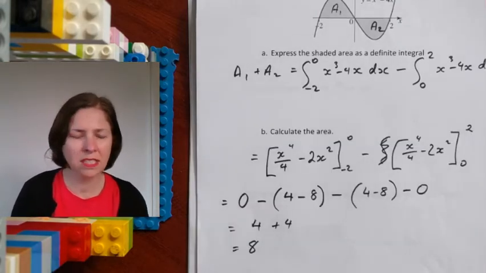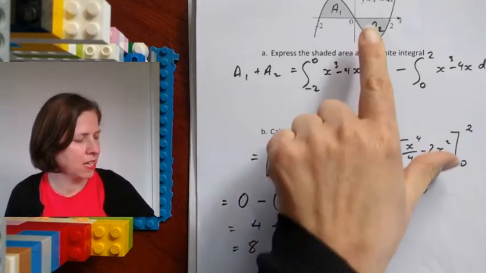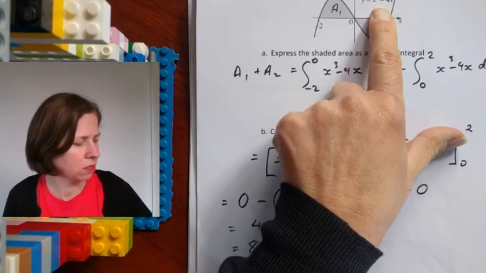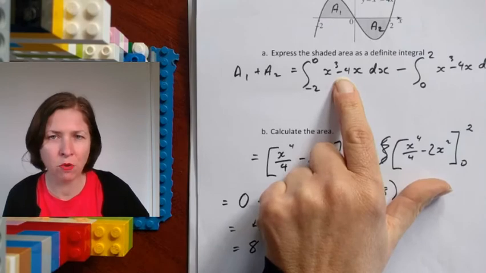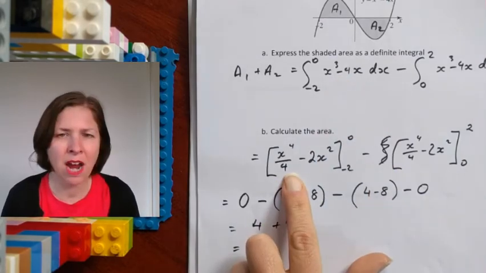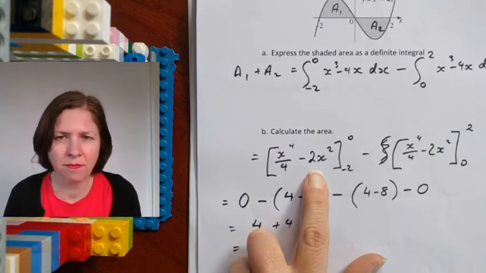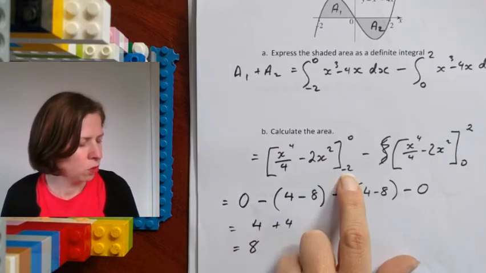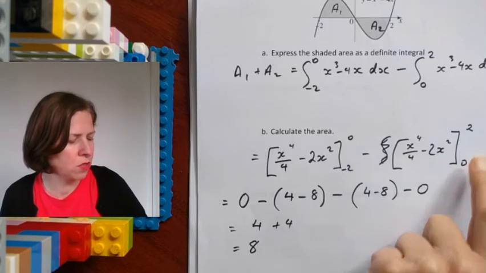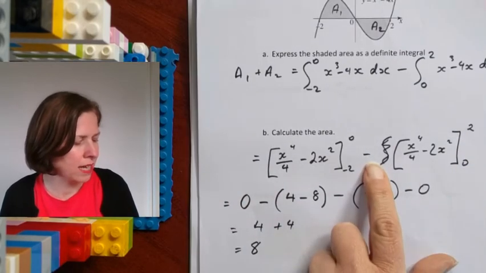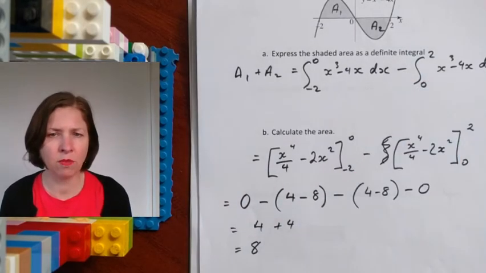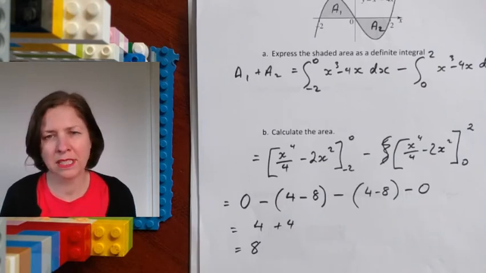Okay, so there's my solution. I've anti-differentiated x cubed minus 4x to get x to the power of 4 over 4 minus 2x squared. And then I've put in my terminals from -2 to 0 and from 0 to 2, and I subtracted because the second one is subtracted. And then I just have to do my substitutions.